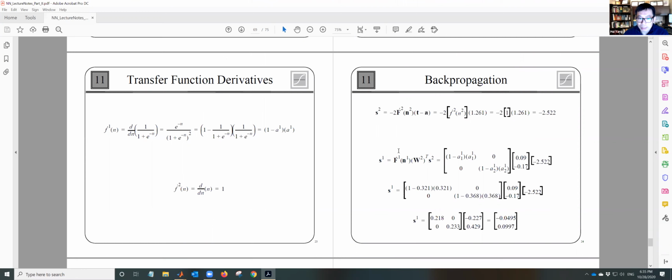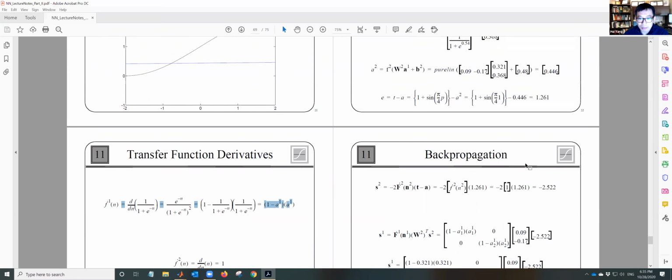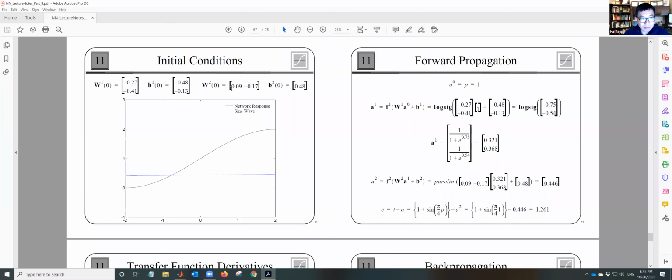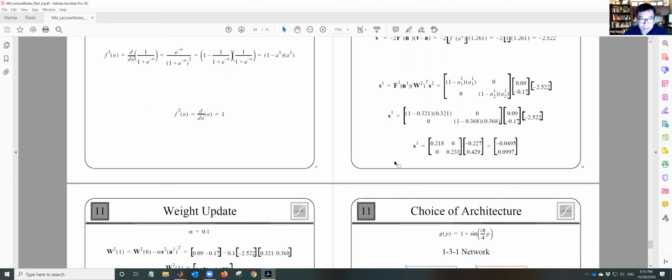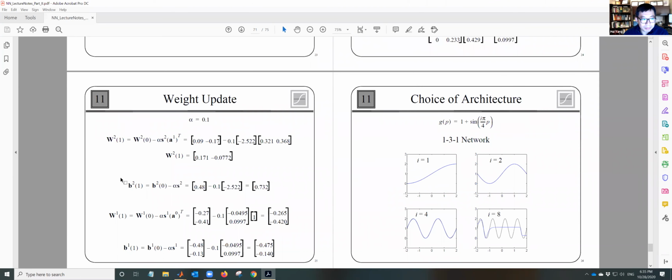We got S2. Then based on S2, we are going to propagate to S1. So we got W2 and we got F. F is right here, a matrix. And then we got W2, which is the original value, the initialized value. Now we backpropagate it, we got S1. Once we get S2 and S1, we update W and B, okay?